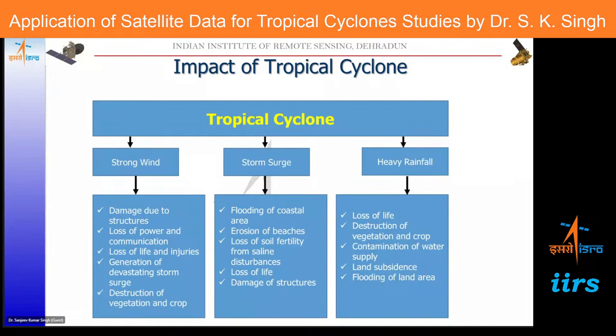Due to the heavy rainfall, there will be a flooding kind of condition. It can destroy vegetation and crops. Contamination of water supply and land subsidence can happen. So many things can be damaged by the tropical cyclone.